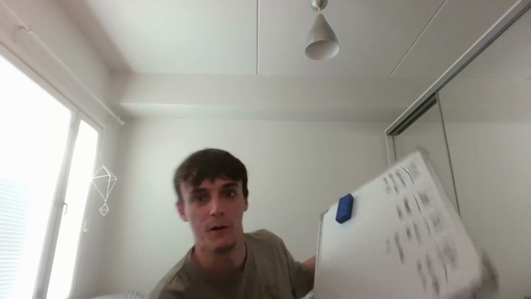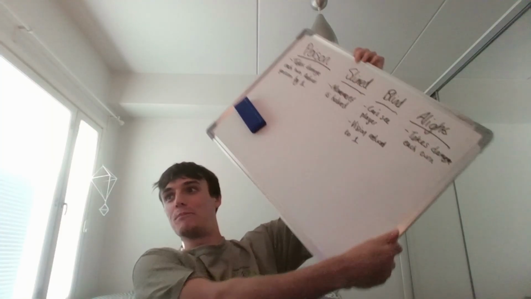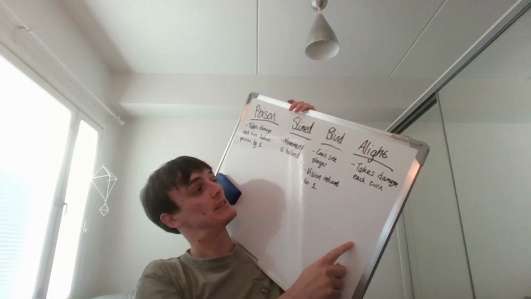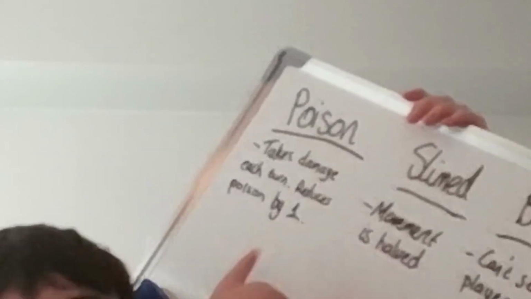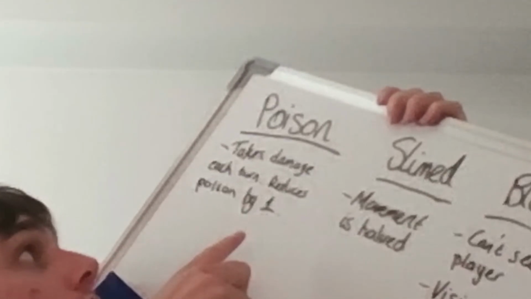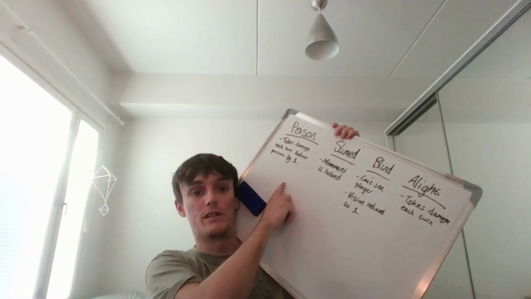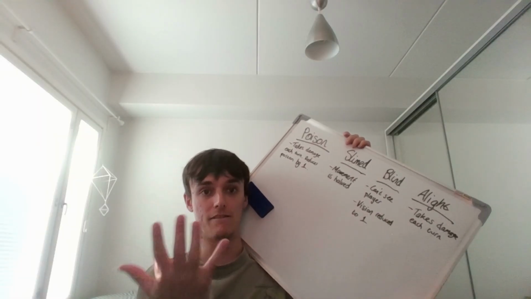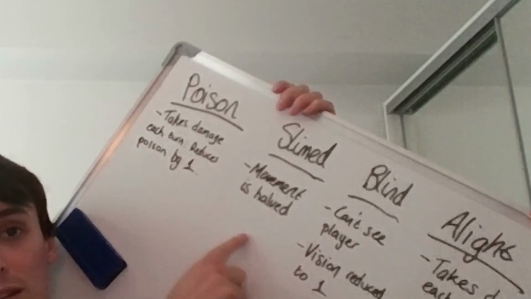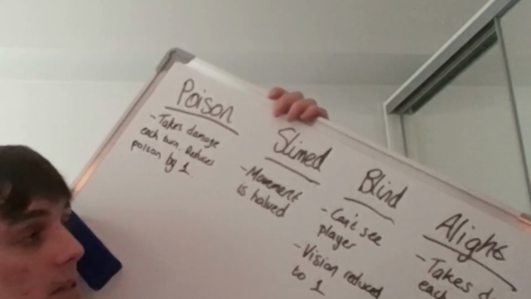Okay, I have a whiteboard. We've got poison, slimed, blind, and alight. You probably can't see this very well, but poison, and this might change, but poison will take damage each turn and reduce the poison by 1. So if you start with 5 poison, you take 5 damage, and then you have 4 poison. Slimed, your movement is halved, pretty basic.